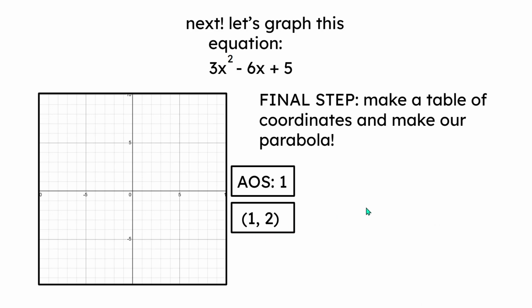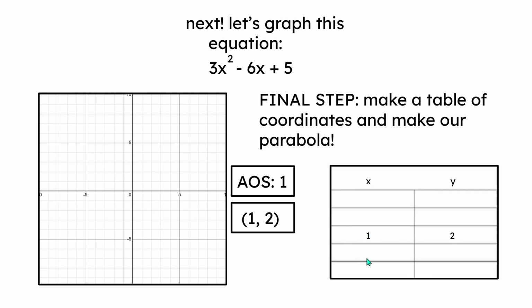Now our last step. Let's make a table of the coordinates and make our parabola. Here we know that our vertex is 1, 2, so we can plot points around it. Plugging in 2 gives us 5. And plugging in 0 also gives us 5, because remember, it's the axis of symmetry. Now let's plug in 3 and negative 1. They'll both give us 14.